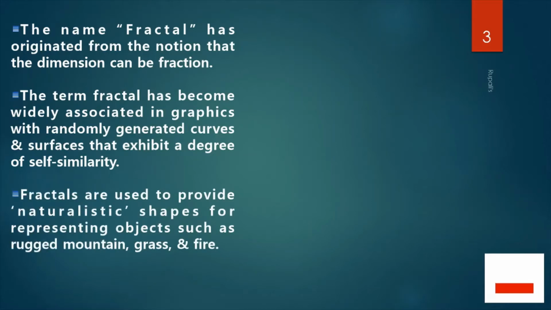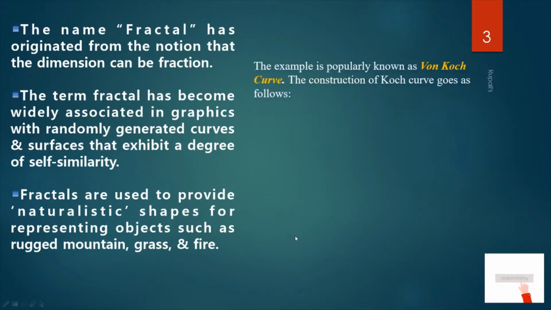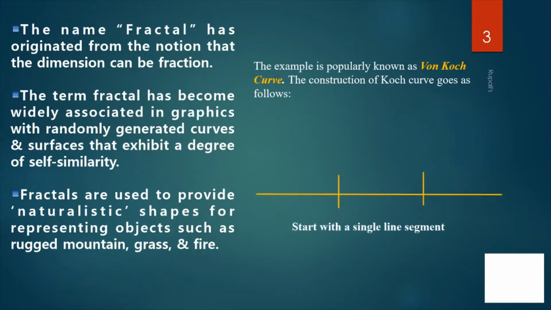Fractals are used to provide naturalistic shapes for representing objects such as rugged mountains, grass and fire. See the example. The example is popularly known as the von Koch curve. The construction of the Koch curve goes as follows. First, start with a single line.